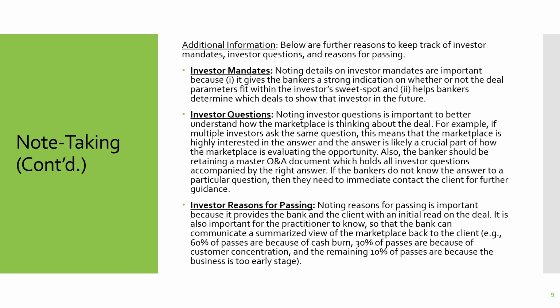Noting reasons for passing is important because it provides the bank and the client with an initial read on the deal. It is also important for the practitioner to know so that the bank can communicate a summarized view of the marketplace back to the client. For example, 60% of passes are because of cash burn, 30% of passes are because of customer concentration, and the remaining 10% of passes are because the business is too early stage.